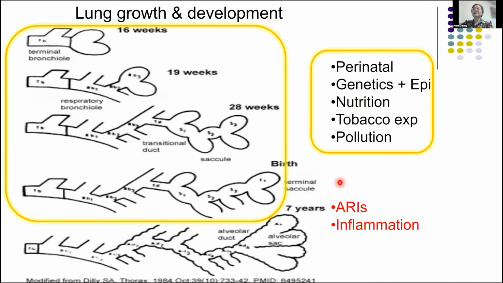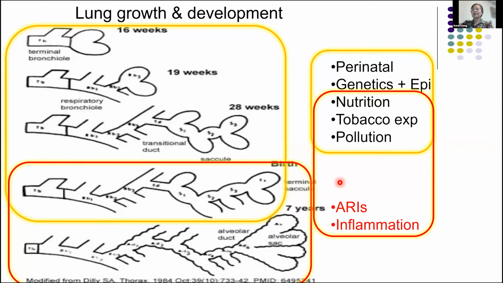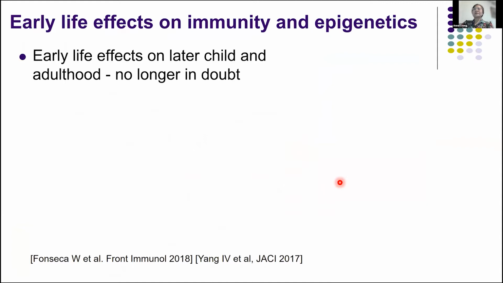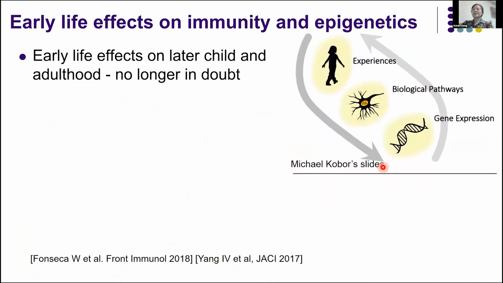So we know that many things influence in utero development of the lung, but there are also important things that influence the postnatal development of the lungs, such as respiratory infections and ongoing inflammation. So nowadays, everyone knows that the effect of early life on later childhood and adulthood is no longer in doubt. In the past, people used to think that there was not a lot of effect, but there's epigenetics, and then there's genes. The gene component is what you're born with, but there's also epigenetics, which is really, really important.